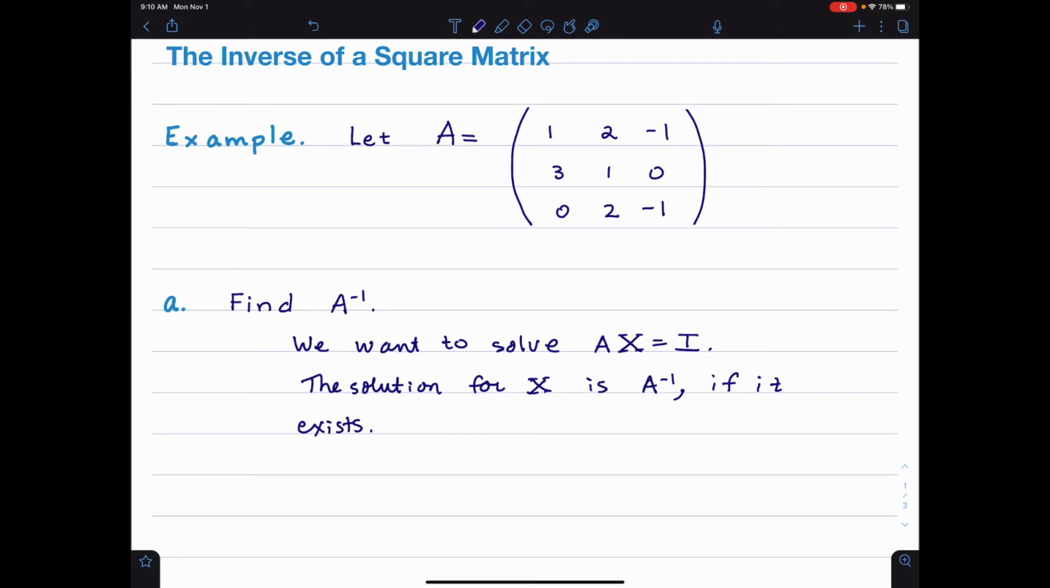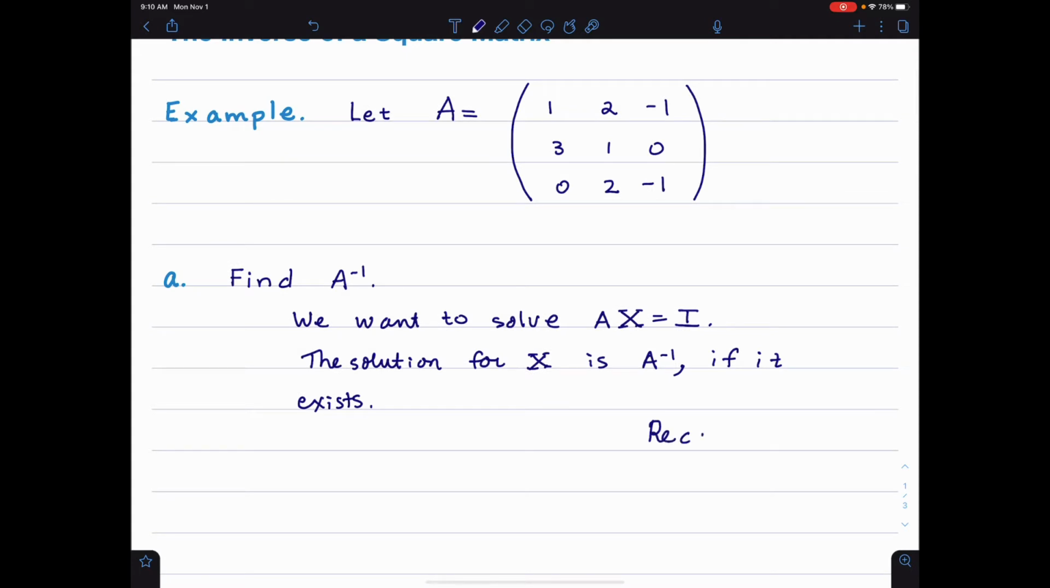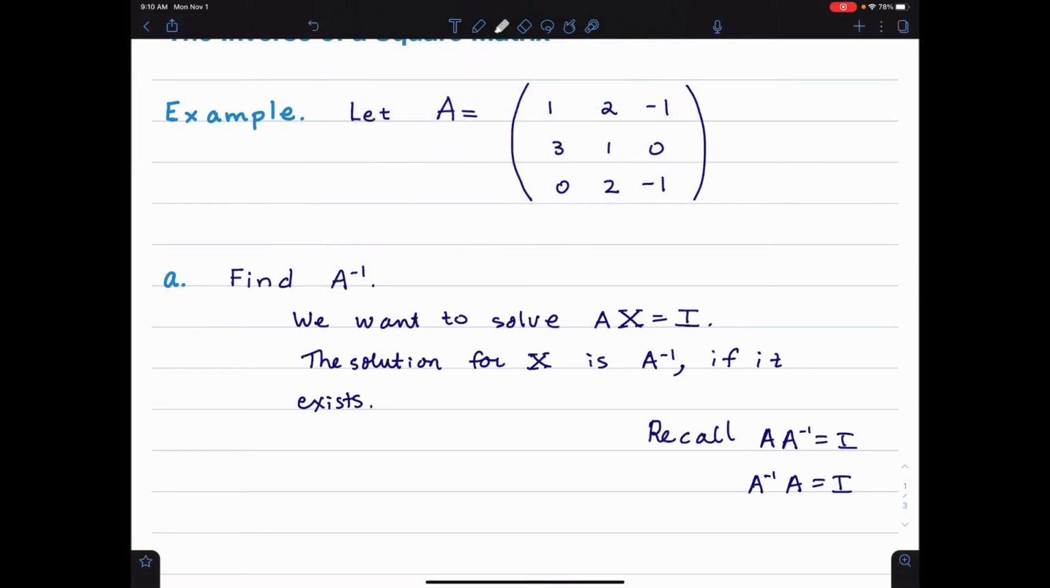So let me just write over here, maybe, reminding us what an inverse is. Recall A times A inverse is equal to the identity, and A inverse times A is equal to the identity. All right, so that is why I'm coming up with this little bit here, is that if I find the matrix such that A times the matrix is equal to I, that's A inverse, all right? Because A times A inverse is equal to I.